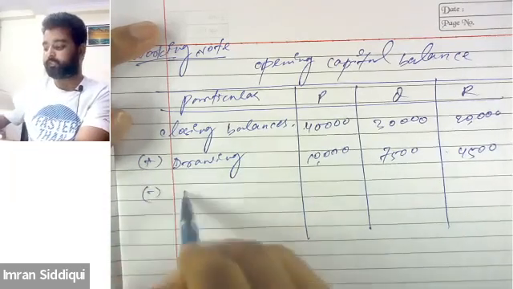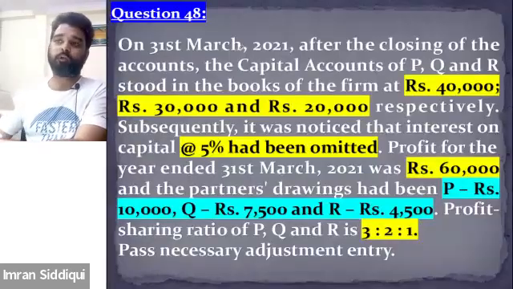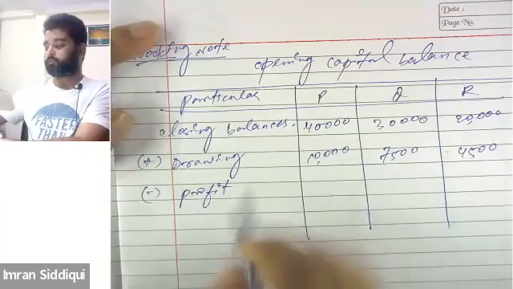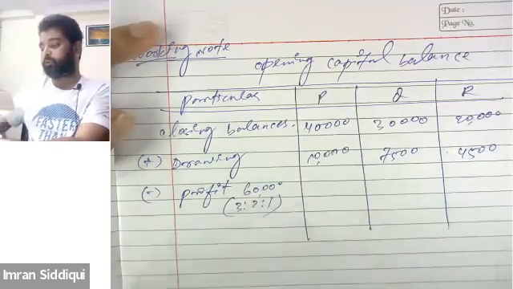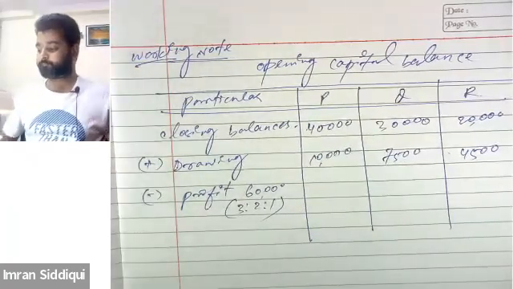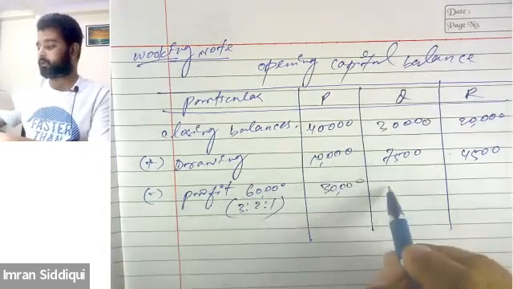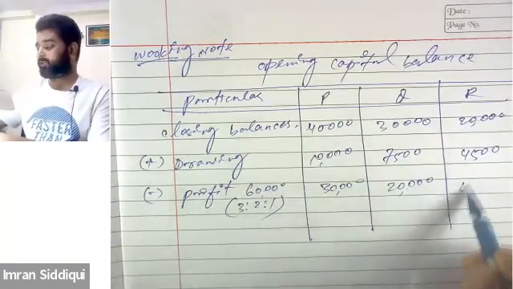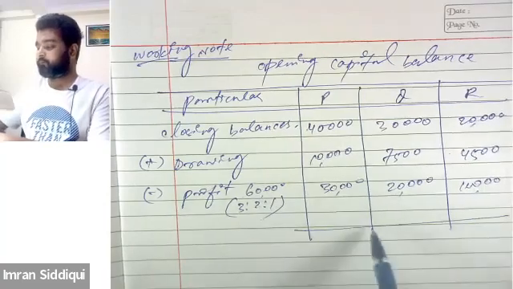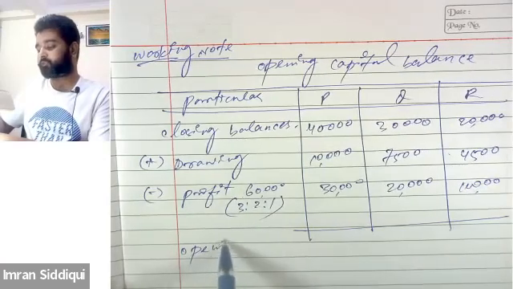And then we will subtract the amount of profit. See, the profit was 60,000, right? 60,000 was the profit, and their profit sharing ratio was 3:2:1. So this 60,000 must have been divided among the partners in the ratio 3:2:1. That means P must have got 30,000 by way of profit, 20,000 must have been received by Q, and R must have got 10,000. Now we will add the drawings and subtract the profit. This is how we will be able to find out the opening capital balance of the partner.